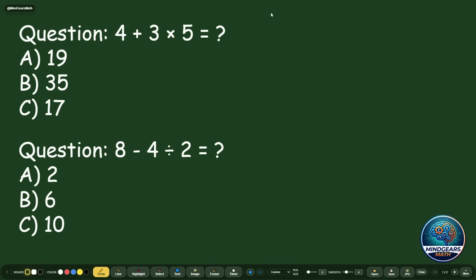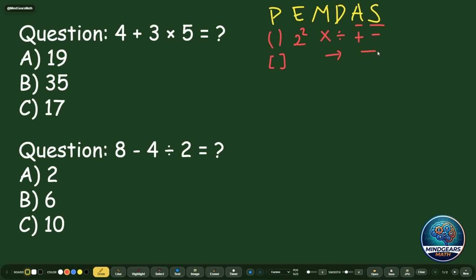To solve this problem, you have to remember the PEMDAS rule. P-E-M-D-A-S. P stands for parentheses or any other type of bracket. Then exponents, like 2 squared. Then multiplication and division, same level. Multiplication, then division, left to right rule. And also addition and subtraction, plus, minus, left to right rule.